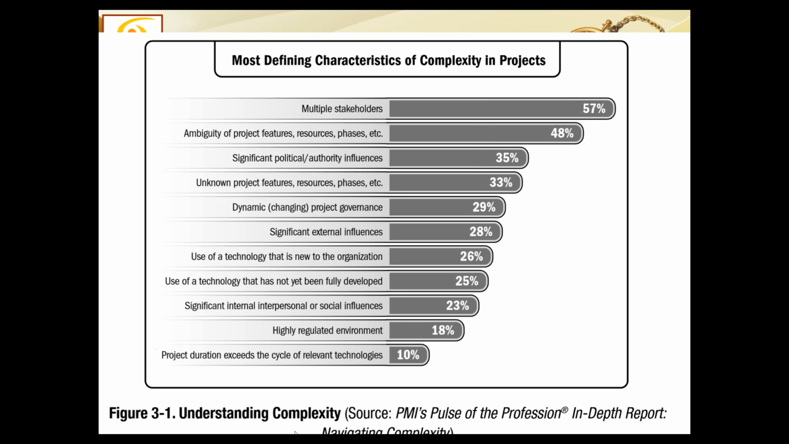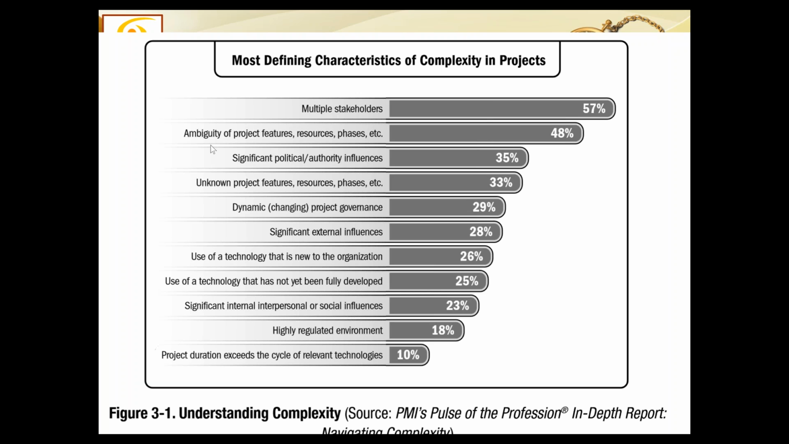So this is from the Pulse of the Profession, which gives a diagram for understanding complexity. The most defining characteristic of complexity in that study is multiple stakeholders. More stakeholders make things more complex. 57% of the results were in favor of multiple stakeholders causing the maximum complexity.